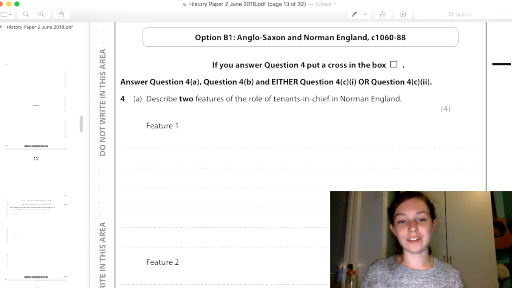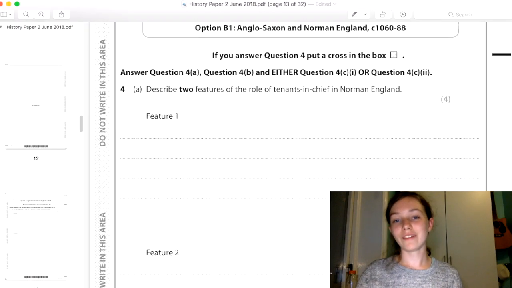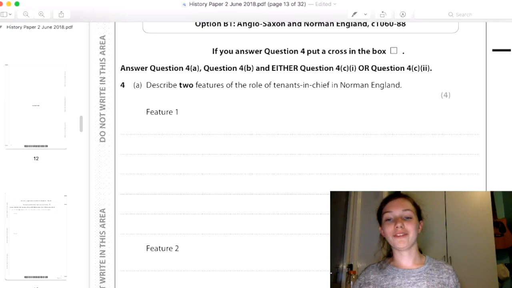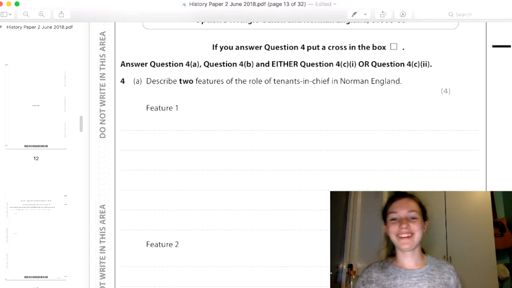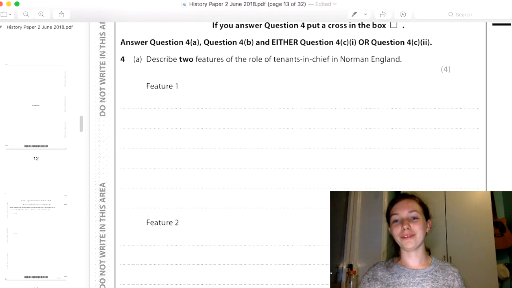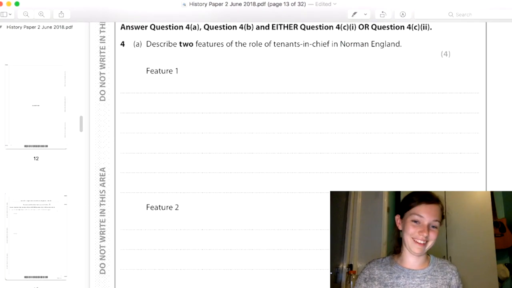So think of a feature. What is a feature of the role of tenants-in-chief in Norman England? They collected taxes, something like that. And then you add a statistic about it. So you know, they collected this percentage of the revenue, blah, blah, blah. I can't remember stuff off the top of my head well enough to give you an answer there. I haven't revised this topic in a while, and it's also about Normans. Anglo-Saxons I just nerd out about enough that I could probably tell you that kind of stuff off the top of my head.